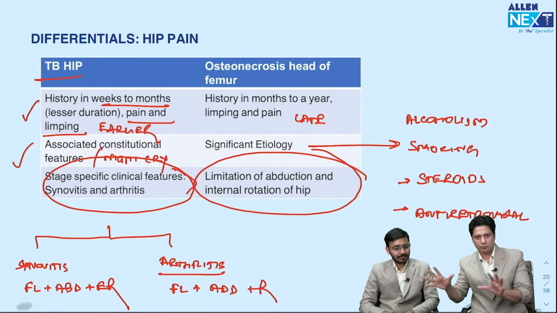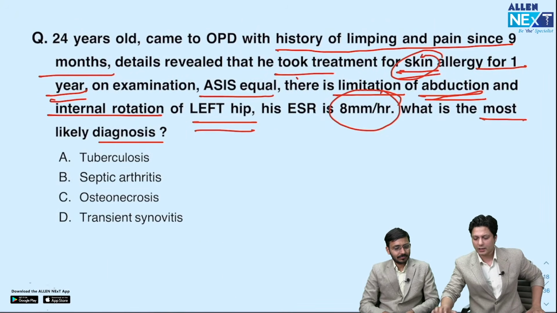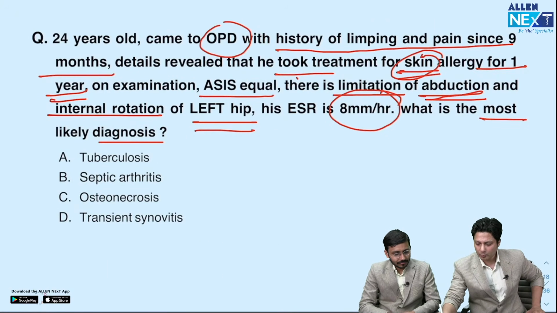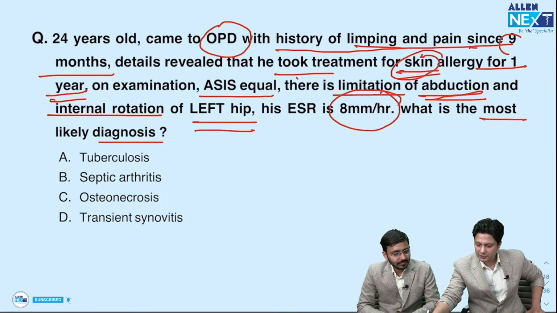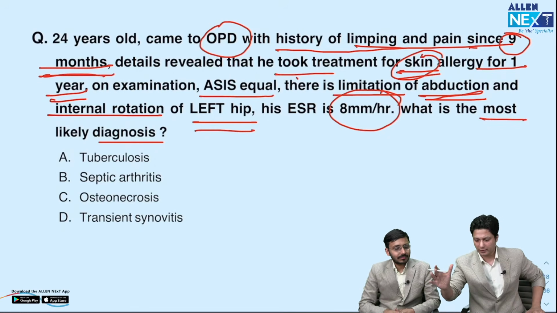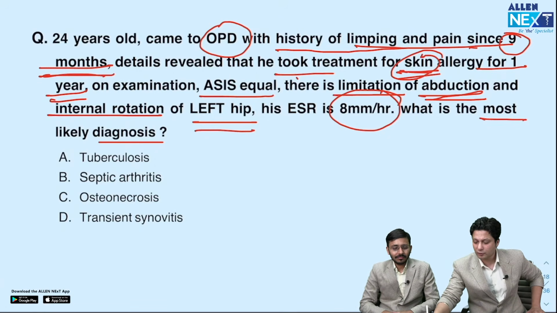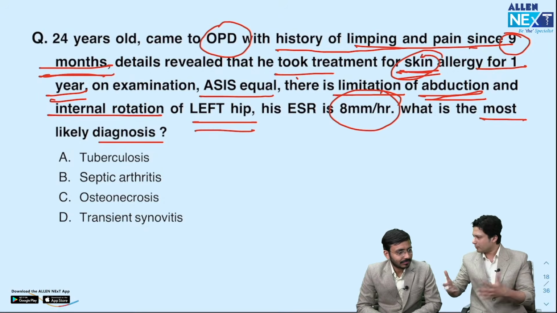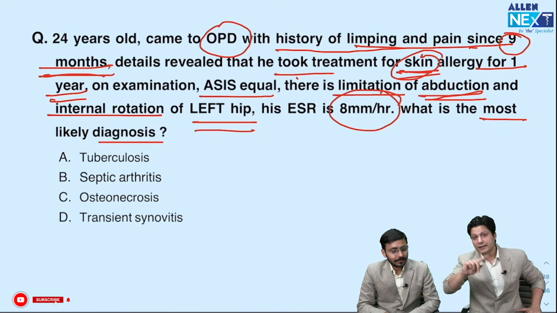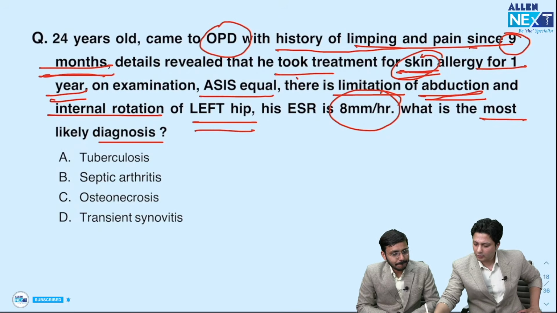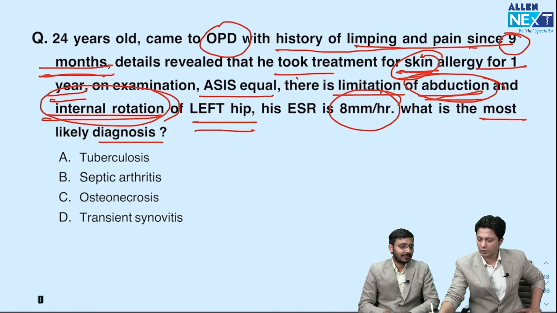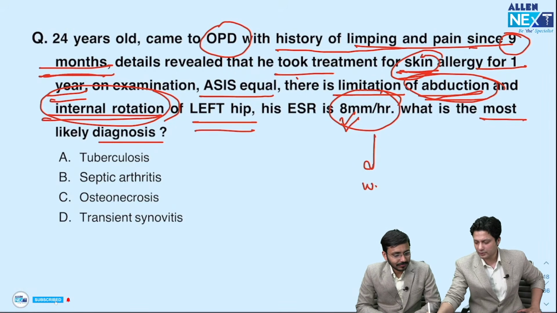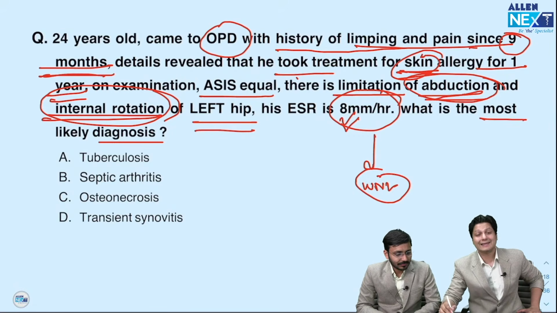Now, based on these two facts, if we go back to the question: a 24-year-old male came to OPD with a history of limping and pain. So that remains common in almost every other differential. Since 9 months, now there is a long history which is provided. Details revealed he took management for a skin allergy, possibly steroids. A 1-year history is there for the management. Now there is a limitation of abduction and internal rotation. By the time you reach this line, you already have made your diagnosis. And ESR is found to be 8 millimeters, which is within normal limits. Now, what is the most likely diagnosis?